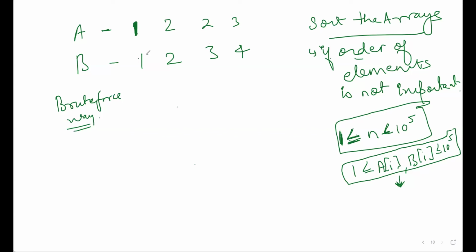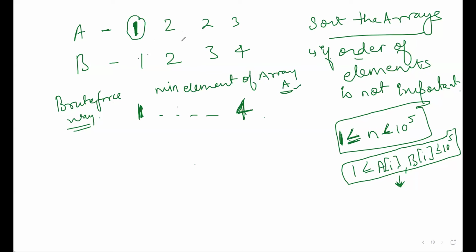The brute force way can be: you will run a loop from 1 to 4 in this example, and you are trying to fix the minimum element of array A. So the minimum element of array A can be from 1 to the maximum element of entire both the arrays.